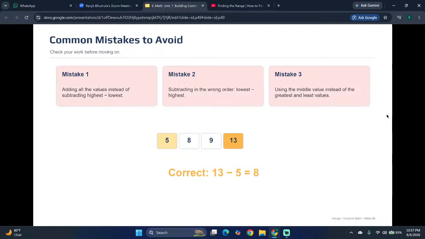Range, common mistakes to avoid. Check your work before moving on. Mistake 1, adding all the values instead of subtracting the highest minus lowest. Do not do that. Mistake 2, subtracting in the wrong order, lowest minus highest. Do not mix the order up, because it's always maximum over minimum, or the highest value minus lowest value. Mistake 3, using the middle value instead of the greatest and least values. That is wrong.